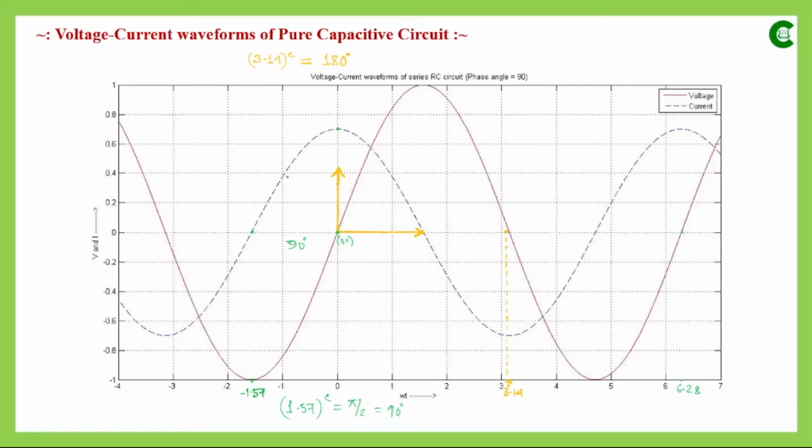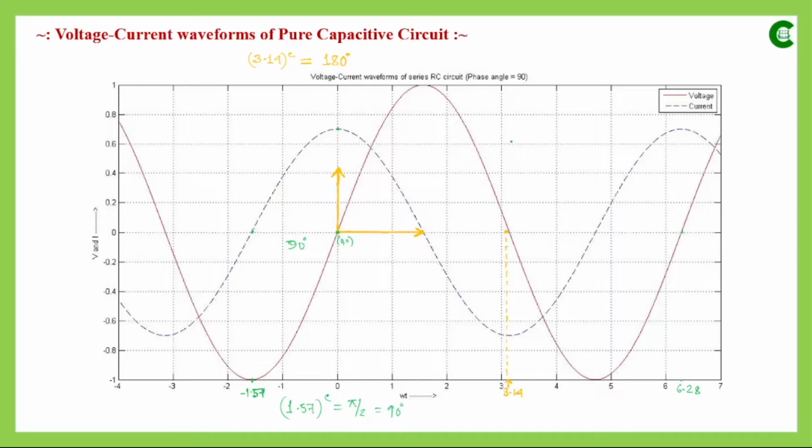Now if we compare the positive half cycles of voltage and current, we can see that when omega t is equal to 0, when the voltage waveform is just starting, at that moment the current has already reached its peak, and the current is starting here. That means we can see from the waveform that current is starting before voltage. So in case of a purely capacitive circuit, we can say that the current leads voltage, and it leads voltage by 90 degree.